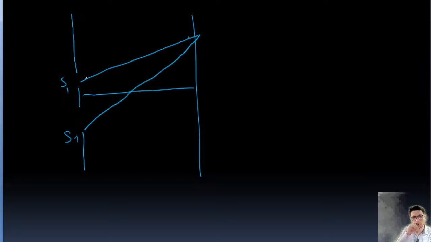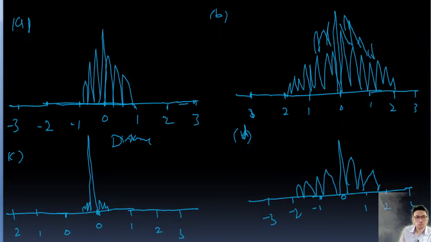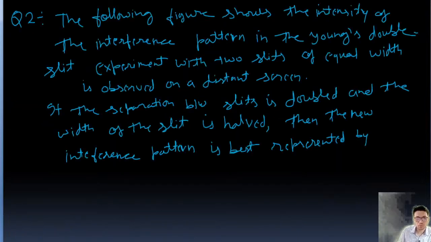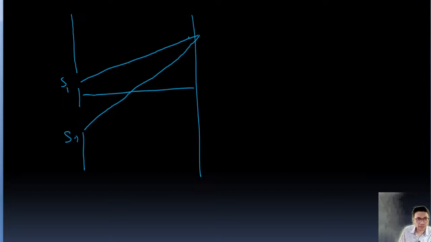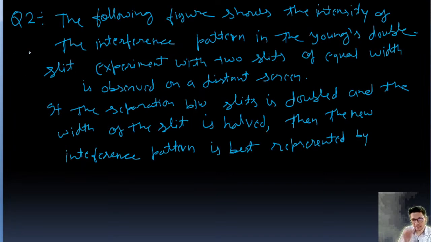Now what we have done is, two slits of equal width are observed. If the separation between the slits is doubled, and the width of the slit is halved. This is distance d between slits S1 and S2, we have doubled it, and this is the width of the slit, we have halved it. Then what would be the interference pattern? Which graph best describes the interference pattern?